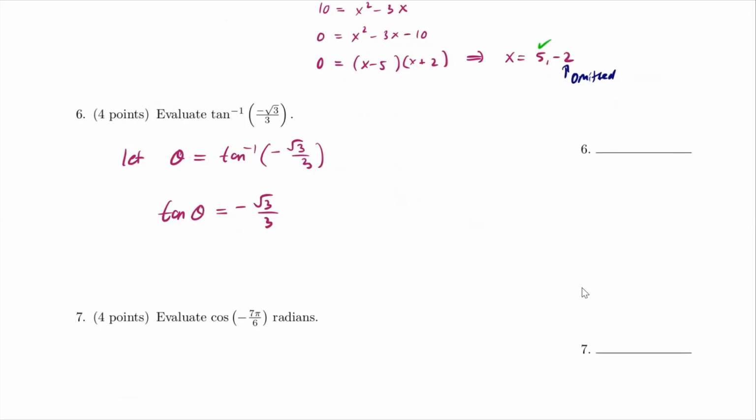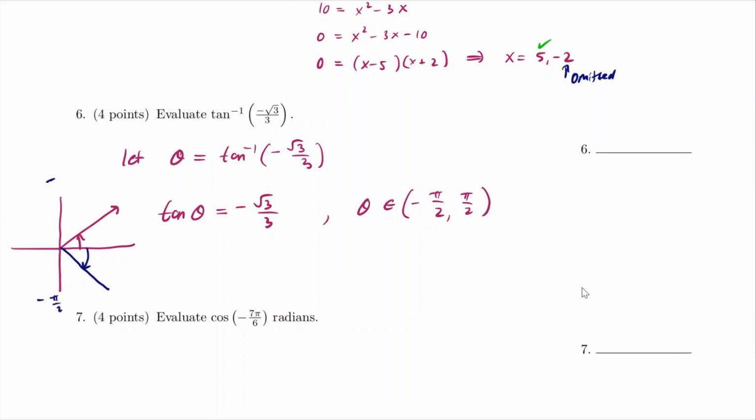So we know that this theta has to be in the interval negative pi over 2 to pi over 2, because that's the range for tangent inverse, because the restricted domain for tangent is negative pi over 2 to pi over 2. That's why we define it to be 1 to 1. So now since it's a negative exact value, we know our solution is not going to be here. So we rule out that angle because that will give us positive square root 3 over 3. We want the angle that goes this way.